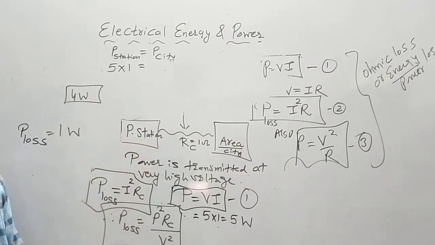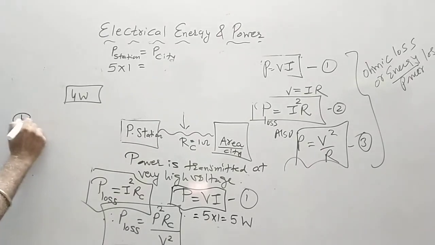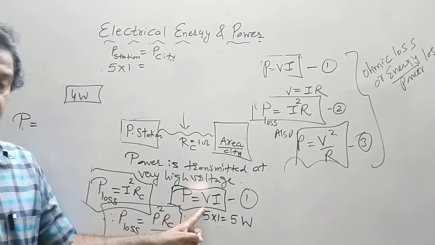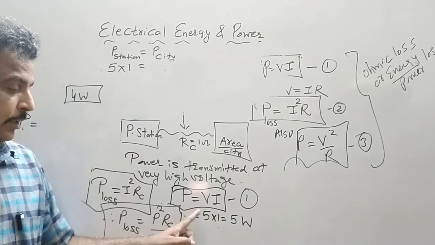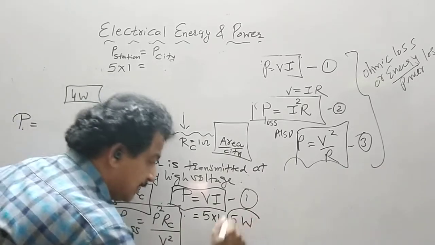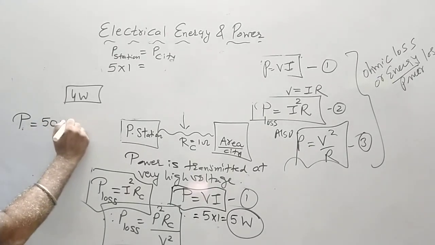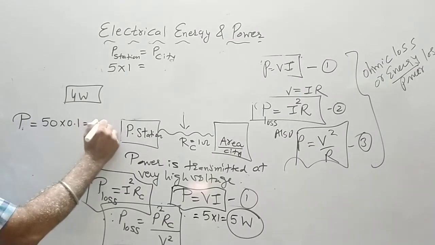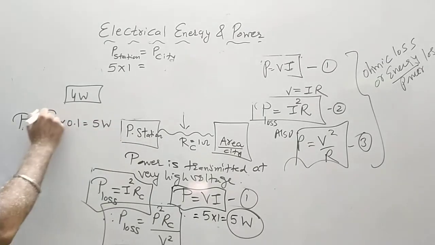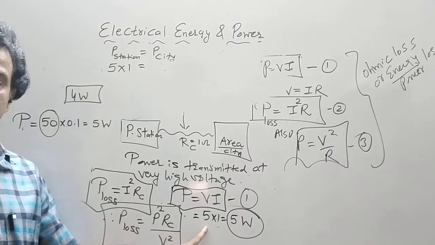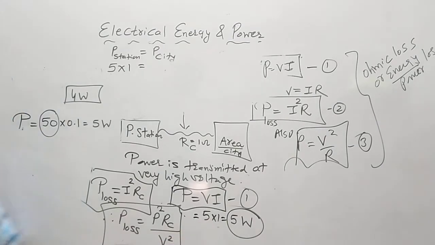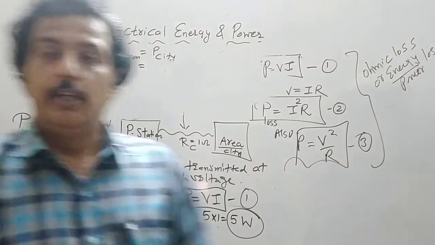So let us assume that the power which is transmitted at the power station, the current is reduced and the answer still comes out to be 5 watts. So what will I do? I will keep the voltage 50 and the current to be 0.1 ampere. So it comes out to be 5 watt again. Now the power generation is 5 volt, and before transferring, it is converted into 50 volt.